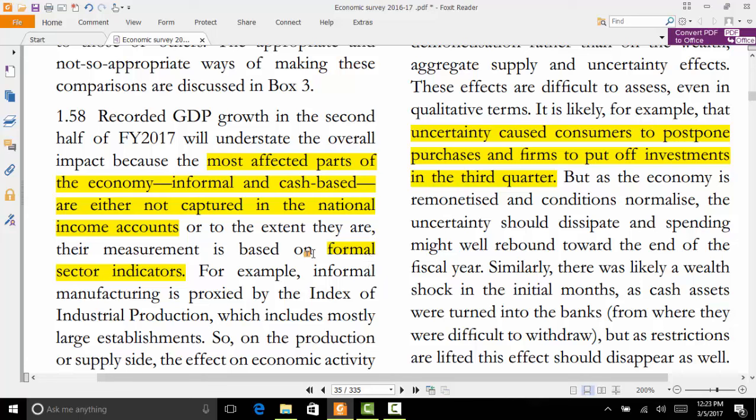Because the informal economy is more or less predominantly cash-based. So there was a cash crunch, because with the demonetization of 500 and 1,000 high-value currency notes, 86% of currency in circulation was taken out. Even though demonetization has happened in the past as well. When was it done earlier? 1946 and 1978. At two different times it has been done earlier.